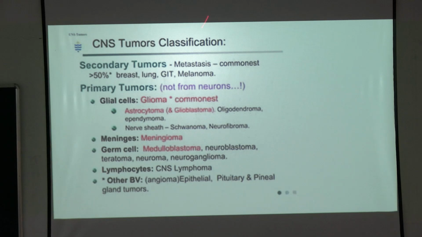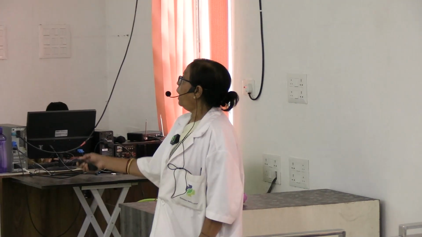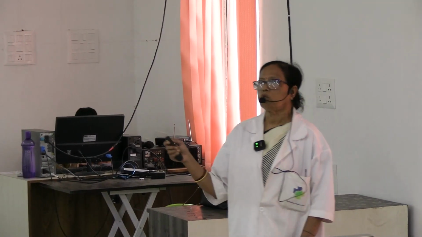Now, in short, CNS tumors are classified as secondary and primary. Primary are glial, that is astrocytoma, ependymoma, oligodendroglioma, nerve sheath tumors, schwannoma, neurofibroma, meninges, meningioma, and the embryonal tumor, that is medulloblastoma in children, and lymphoma, which is of blood vessel origin. So, the glial tumors are astrocytoma, oligodendroglioma, ependymoma. These three, then meningioma, then embryonal tumor which is medulloblastoma, and lymphoma. Only the cell of origin you need to remember.